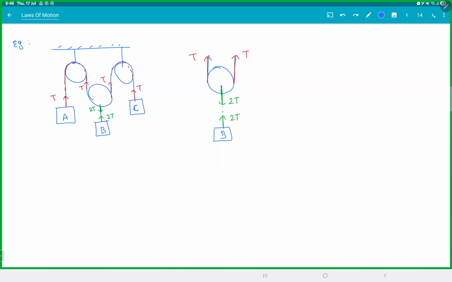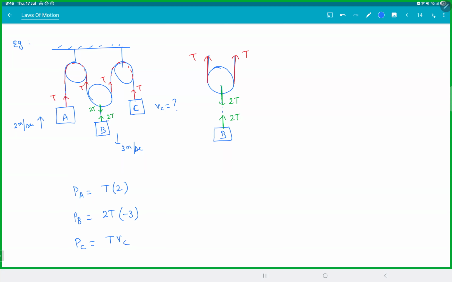Then step 2, find the power on each block. So let's assume the velocities. Let's say A is going up with 2 meters per second. Let's say B is going down with 3 meters per second. And they ask you to find the velocity of C. Let's say this is the question. So power on A: tension is upward, velocity is also upward, T into 2. Power on B: tension is 2T on B and it is going down, -3. Power on C, I will take it as T into VC.